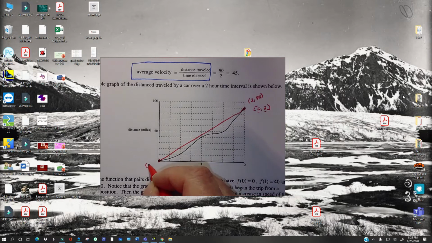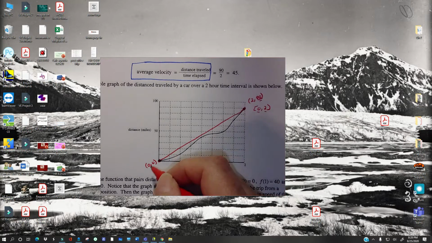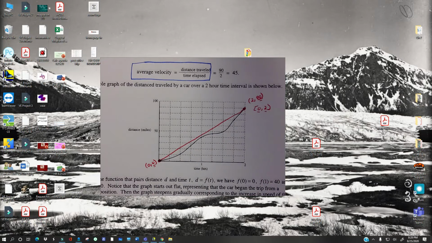Then what I know is that if this point is the point 2, 90, and this point here is the point 0, 0, okay? So when I plug in a 0, I get out a 0, right? The height is 0. f of 0 is 0. When I plug in a 2, f of 2 is 90. So these y values correspond to the height of the graph, all right? It's just the height. So if I want to find the slope of this secant line, I can just say that's 90 minus 0 over 2 minus 0, which is 90 halves. And that boils down to 45 miles per hour.